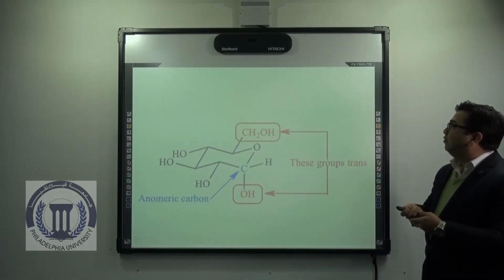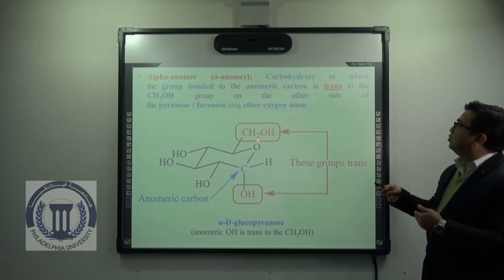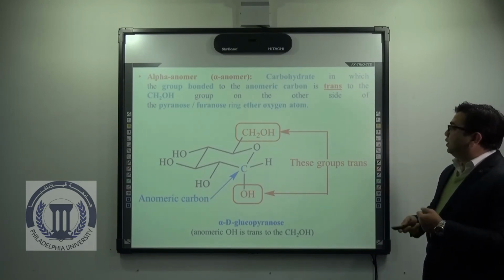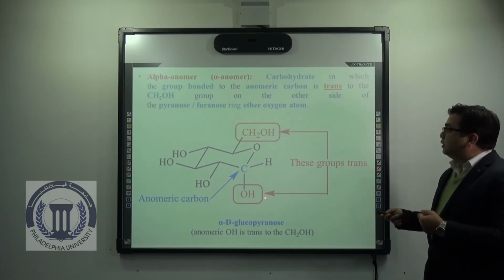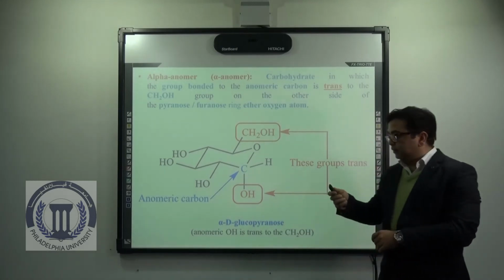Coming to the alpha anomer, here is a carbohydrate in which the group bonded to anomeric carbon is trans, that is opposite side to the CH2OH group. And so the glycoside derived from this alpha anomer, we call it as alpha glycoside.